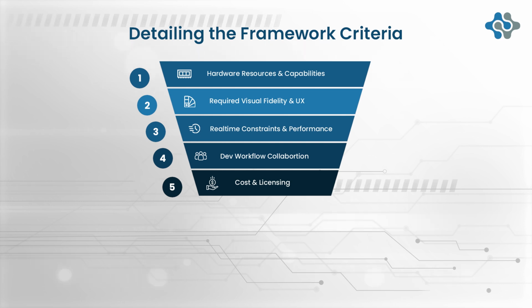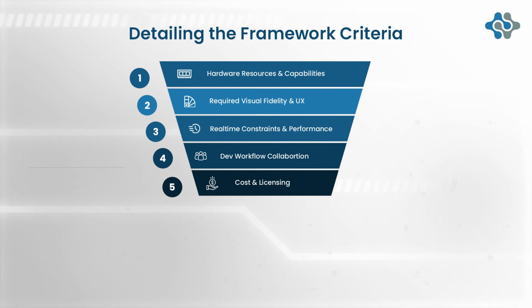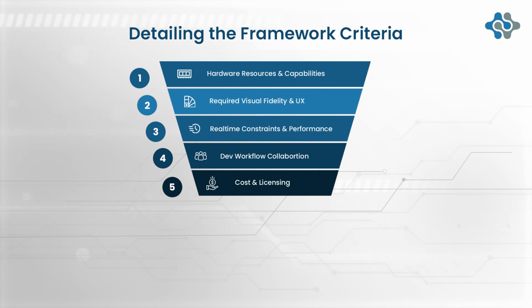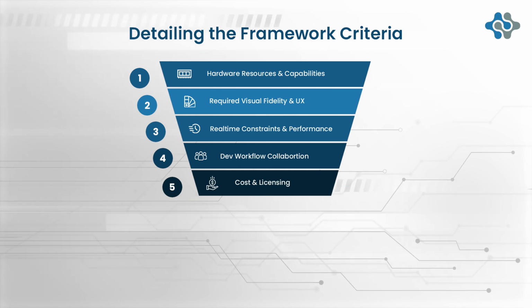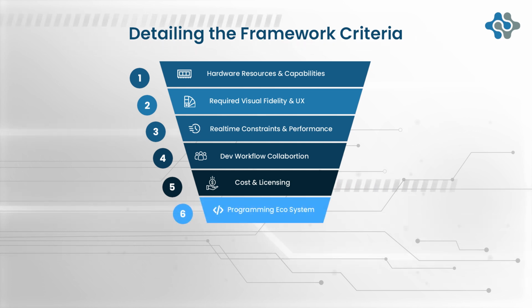Criterion 5. Cost and licensing. What is the licensing model and total cost? This can range from a free open source option to per developer seat licenses, per project licenses, or even per device royalties for some commercial tools like Qt. There are royalty-free options like Sparklet, Flint 2. Read the terms carefully.